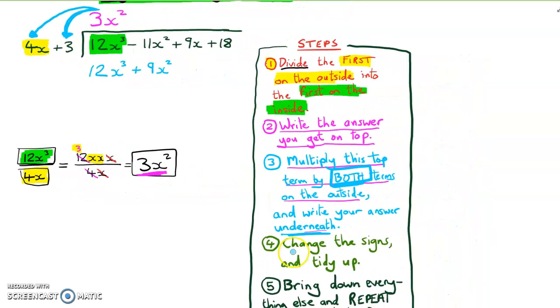What's next? Change the signs. Okay, I need to change the signs. So, of this answer in blue here, I need to now change their signs. So this was a plus 12x cubed. It's now going to become a minus. And this was a plus 9x squared. It's now going to become a minus.